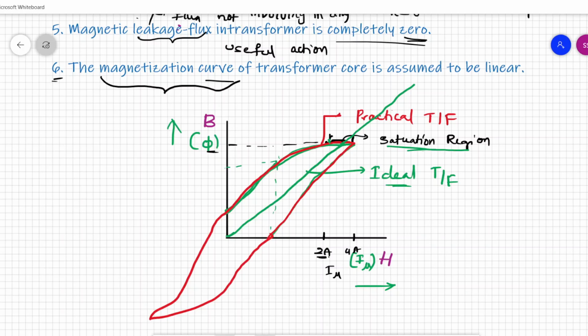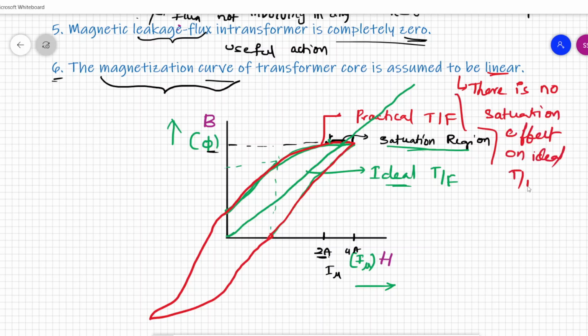So the statement saying the magnetization curve of a transformer core is assumed to be linear means there is no saturation considered in effect on an ideal transformer. Okay, so this is about an ideal transformer.